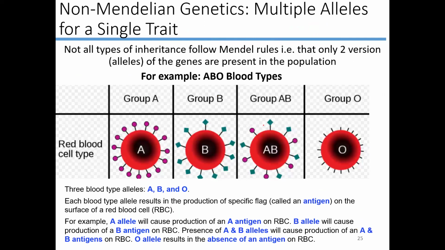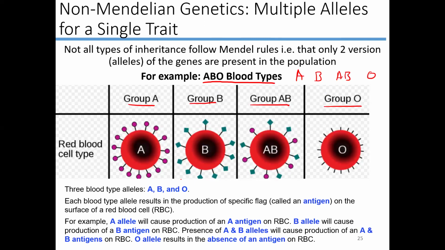All right, so the next one we're going to look at is something known as multiple alleles for a single trait. In this case, the example we're going to be looking at is blood type, specifically ABO blood types. Now, as you know, there are many different blood types that people can have. You can have blood type A, just like this here, blood type B, just like this here, AB right here, and then type O.